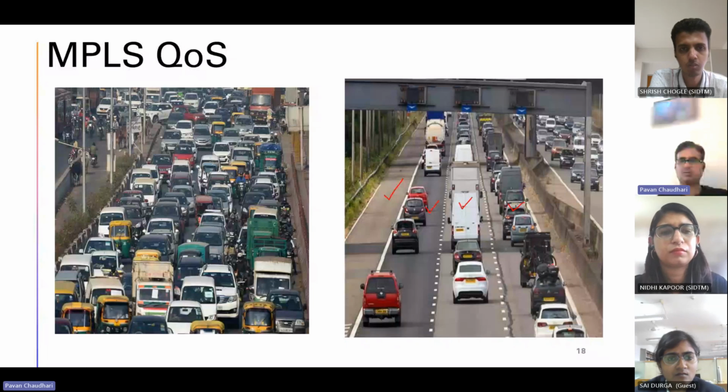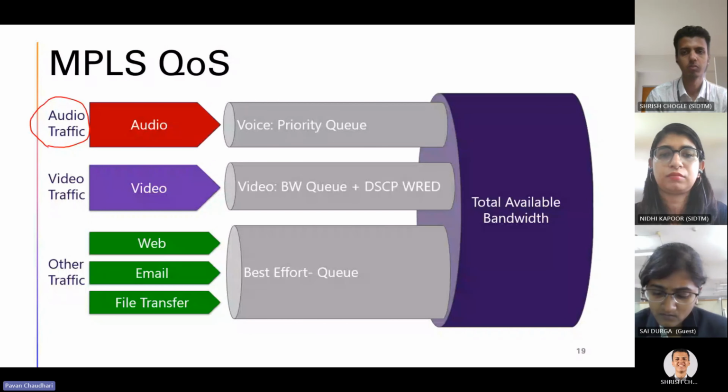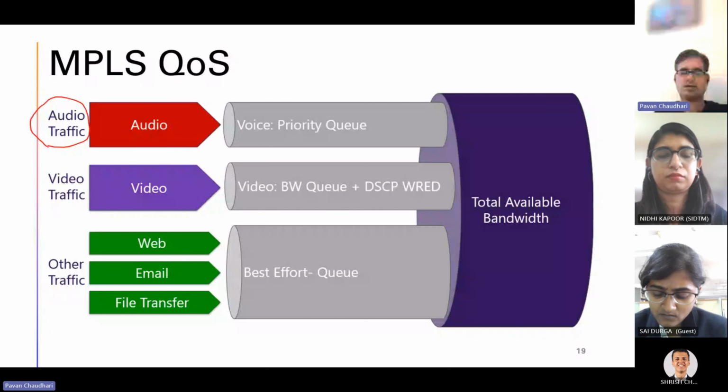So in the general scenario, we see that audio traffic has the most priority in the network. Because let's say if you're calling someone else and there is delay, even a 50 millisecond delay is a lot for audio traffic. If you're calling someone and you hear that voice after some delay, it becomes very confusing to talk over that delay.